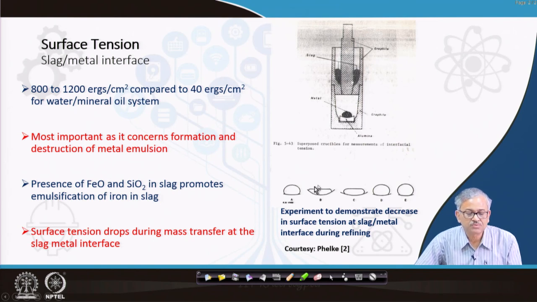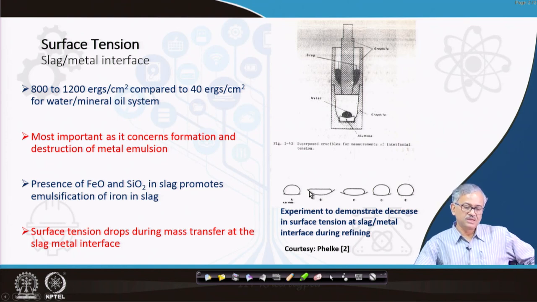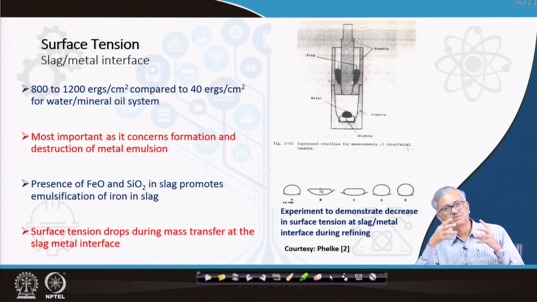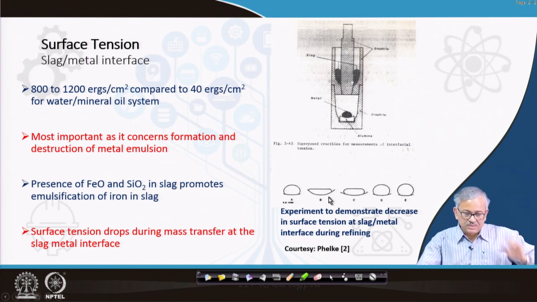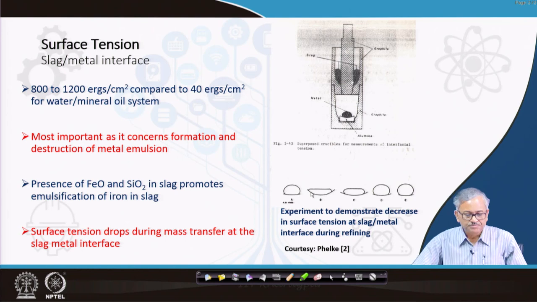So during the mass transfer, the surface tension at the slag-metal interface decreases significantly, and that is indicated by a very low contact angle. In this case, you can find an almost flat surface. That means your contact angle is almost zero, that is, the surface tension is almost zero. So during the refining process, the emulsion, the slag-metal interface, becomes much more stable. That is the most important thing. The surface tension decreases significantly, so the emulsion will remain stable during the refining.